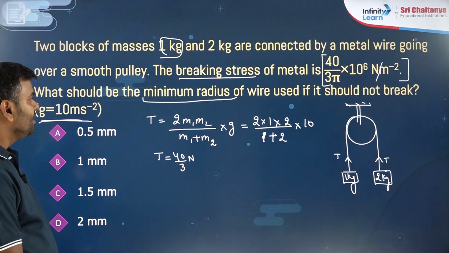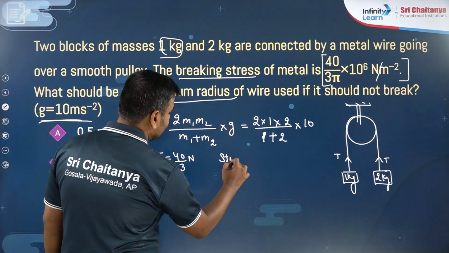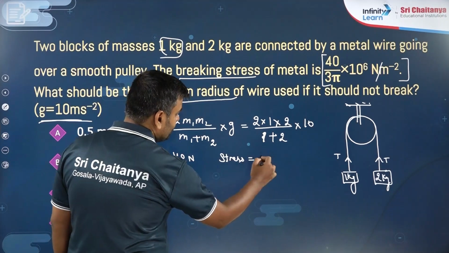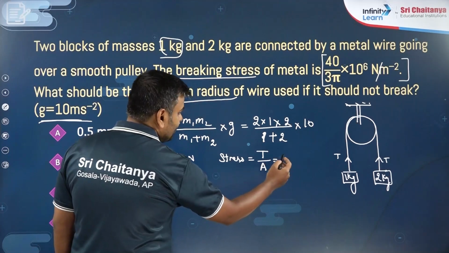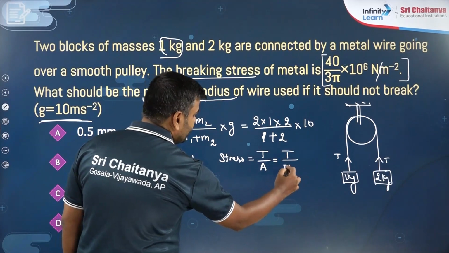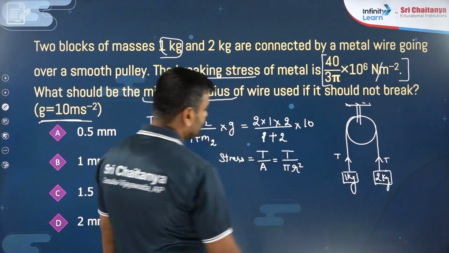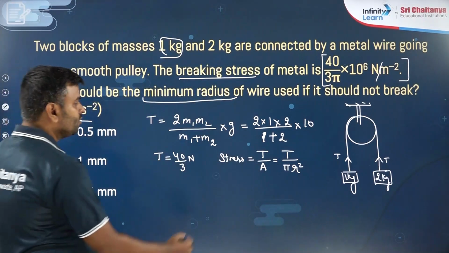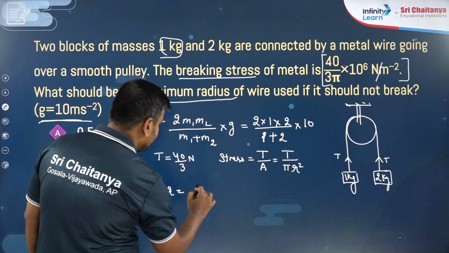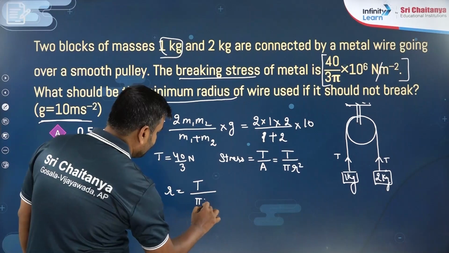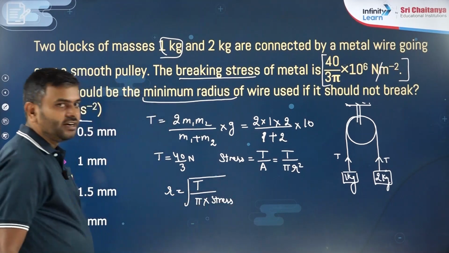Once we got the tension, now we can calculate that radius. How we can calculate? We know that stress is equal to force per unit area, and that force is tension. So tension upon area. And how we can calculate area? This will be pi r square. So now if we try to calculate this r, for that we have to write T divided by pi into stress. This whole value we have to take under root.